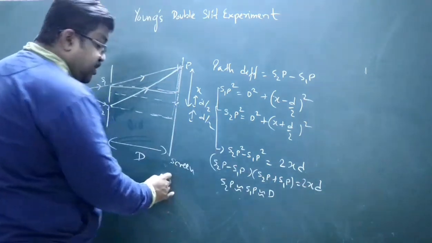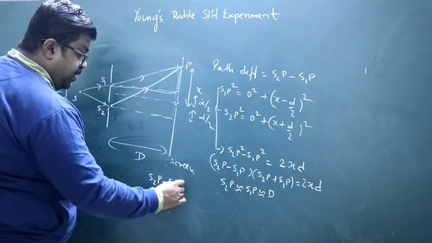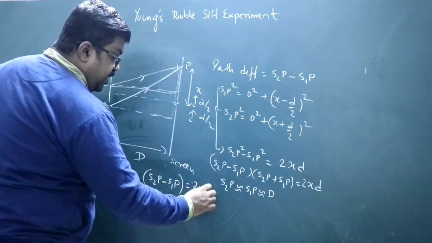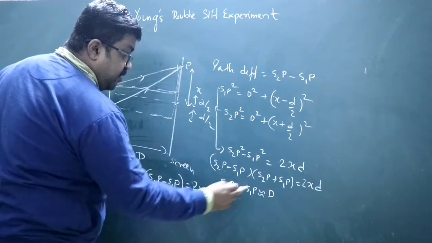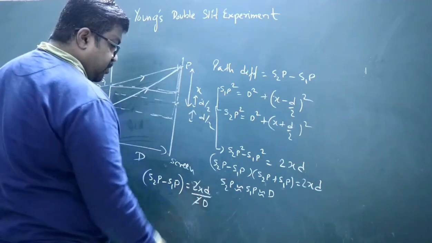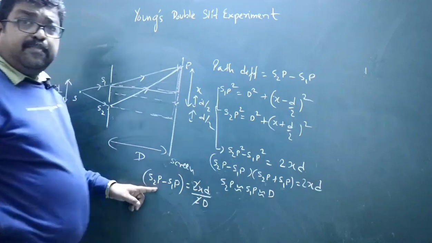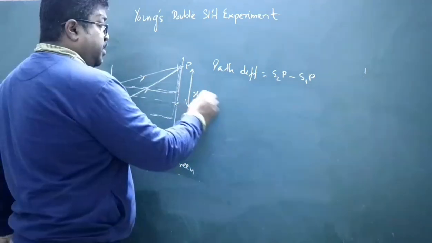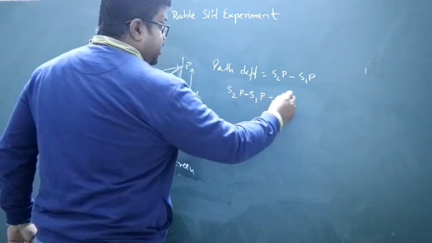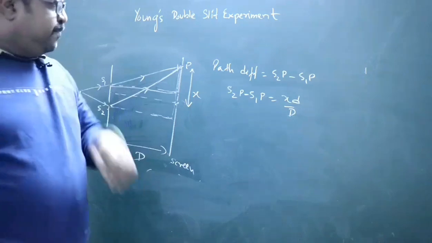So the path difference becomes S2P minus S1P is equal to 2xd divided by 2D, this is D plus D. So this 2 cancels out, and we have xd by D. This is the path difference. So we have the result for the path difference as S2P minus S1P is equal to xd by D. This is the result of the path difference.